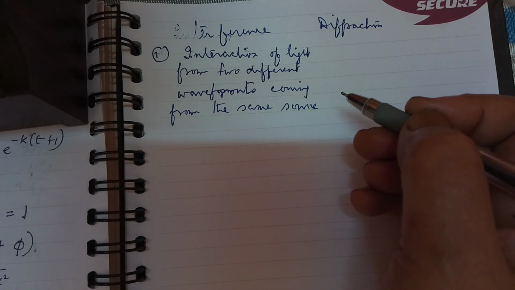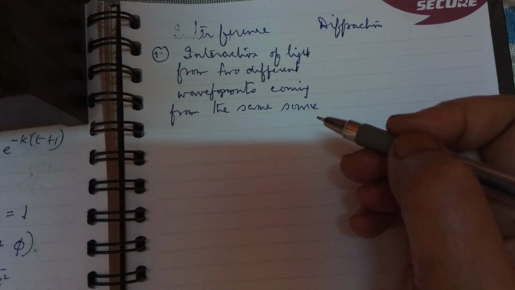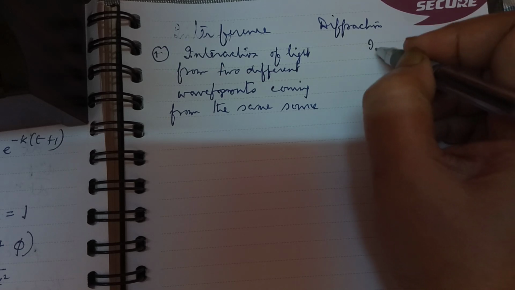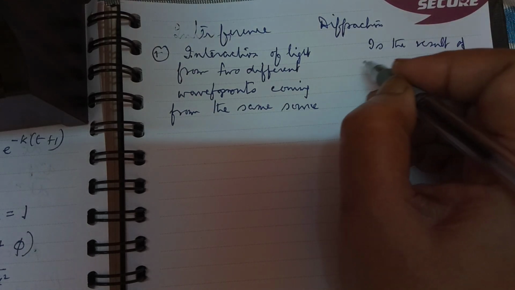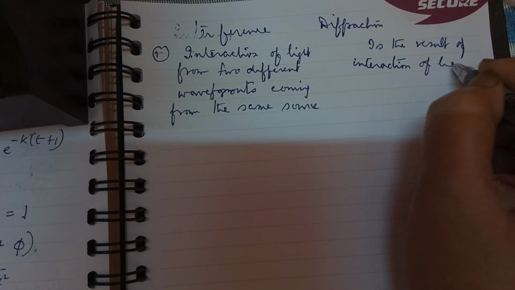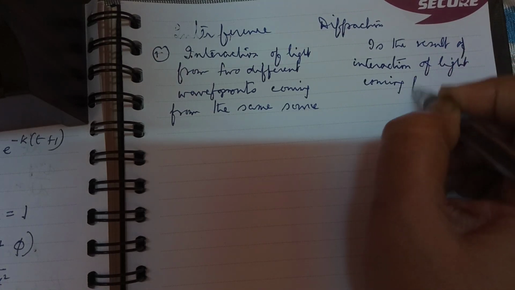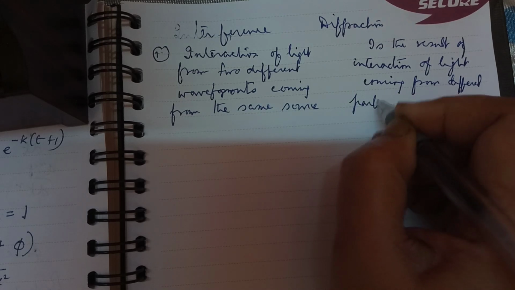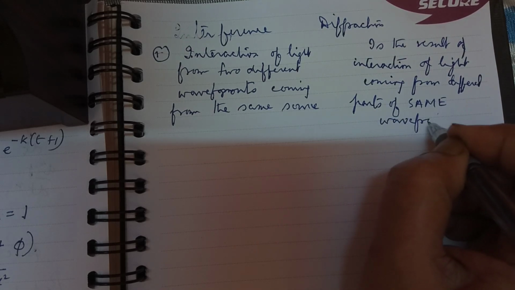But what is diffraction? It is the pattern which results due to interaction of light coming from different parts of the same wavefront. This is very important.